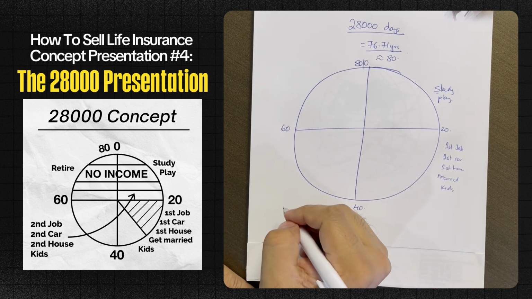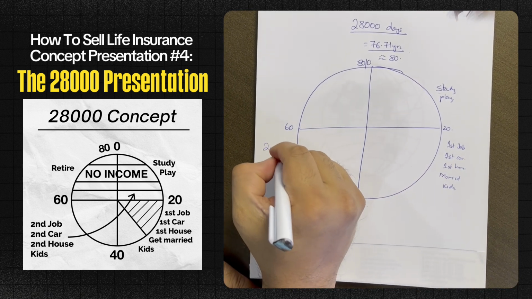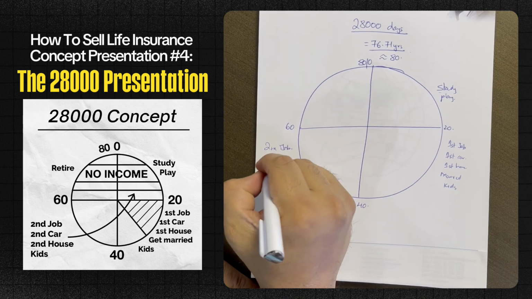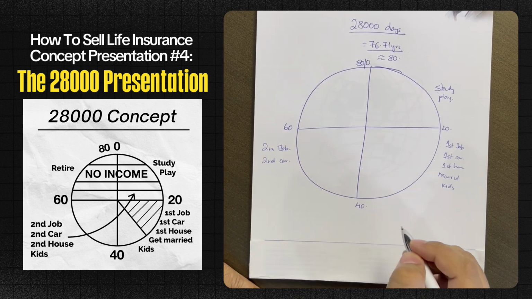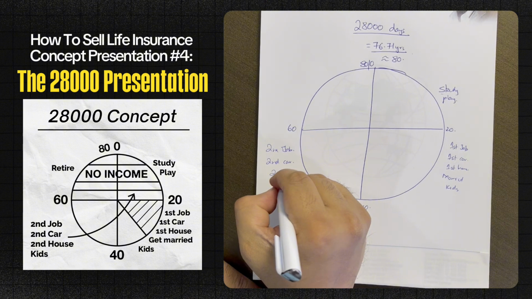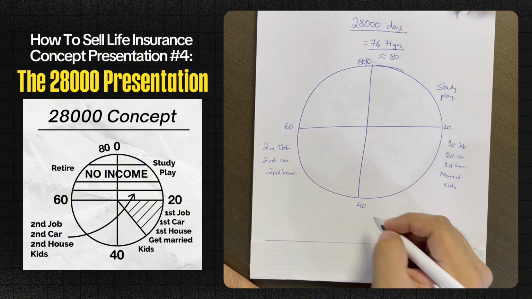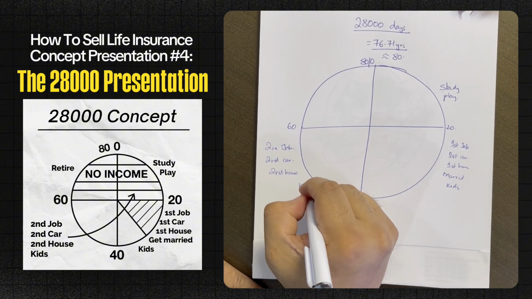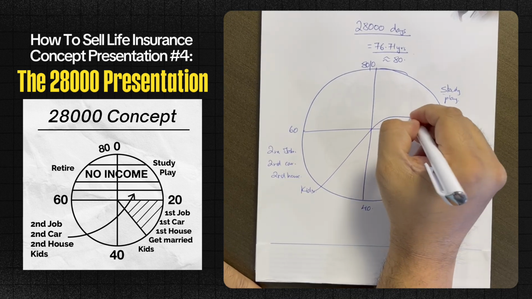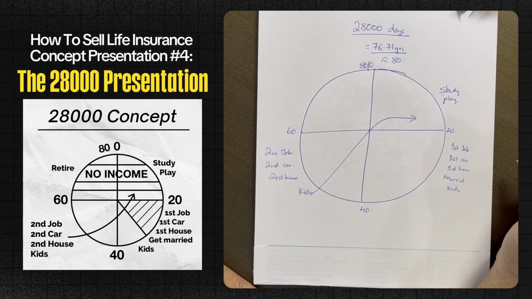40 to 60, what do? Probably get a second job, or we change a career. You're definitely buying a second car, otherwise you're driving a piece of junk. You'll probably buy a second house as an investment. Now, at this point, your kids are actually starting to finish their first part of life.